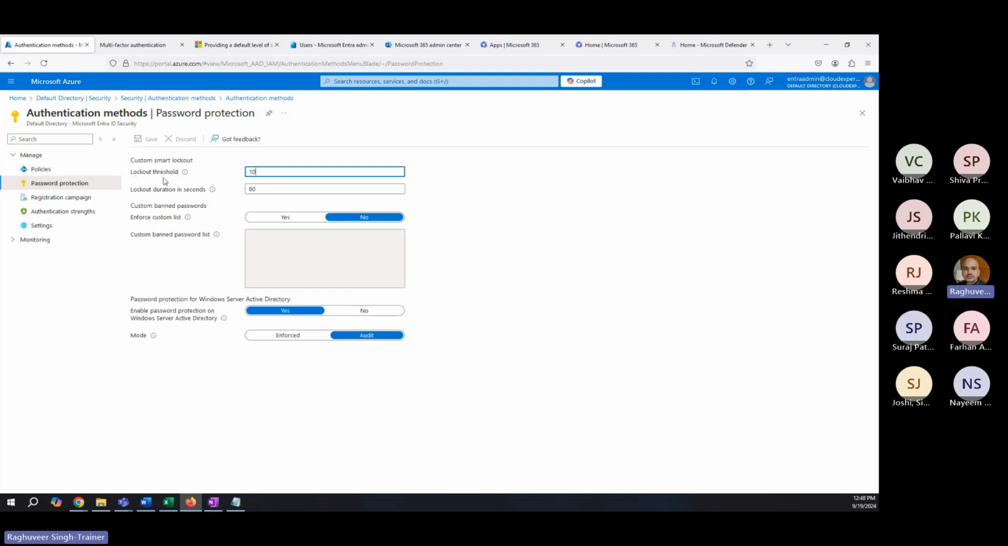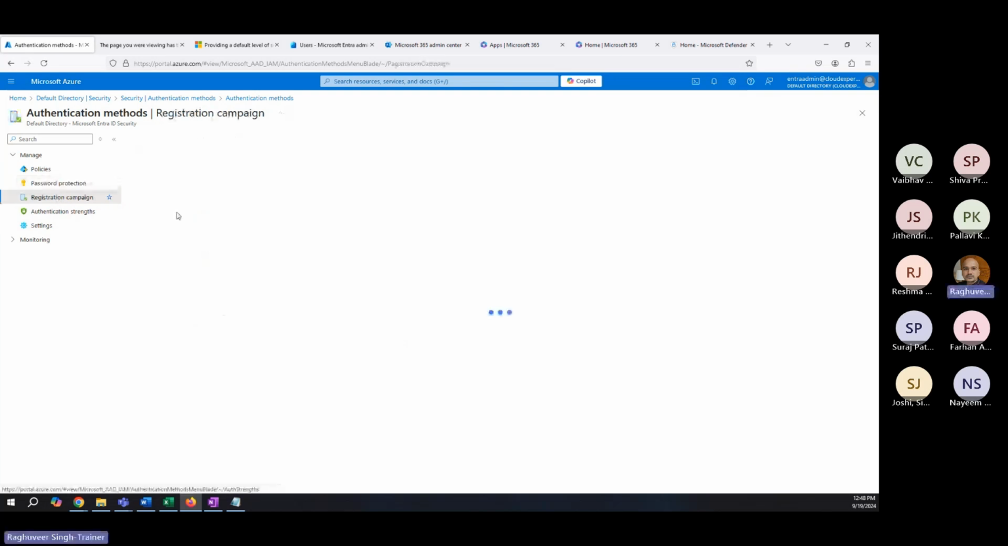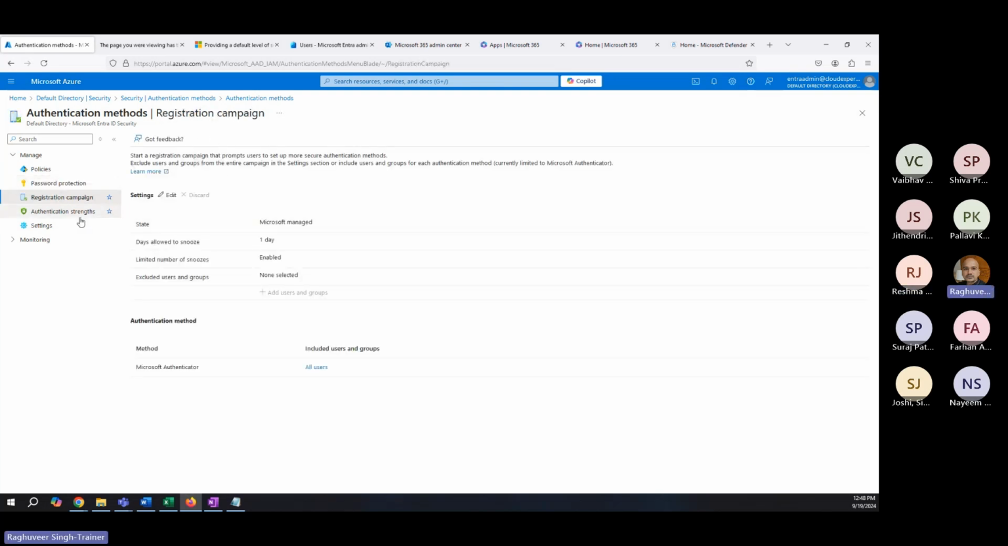Right now the lockout threshold is configured as 10, which means if I type an incorrect password 10 times in a row, my account will be locked. Lockout duration is 60 seconds. It will automatically be unlocked in 60 seconds. Custom banned passwords: if I want to ban any password, I can put those passwords here. Those passwords will not be allowed in my environment. Password protection for Windows Server Active Directory is enabled, and the mode is audit. It is in audit mode, not enforce mode. So that's where you will configure the password. Then comes registration campaign. Let's leave this.